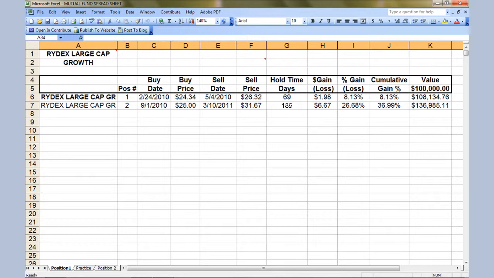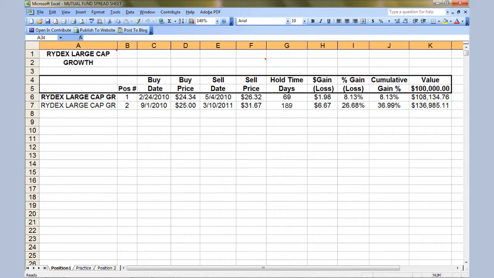Following the highlighted areas in sequence, we see the beginning date of February 24th, 2010, with a buying price of $24.34. We see a selling date of May 4th, 2010, with a selling price of $26.32.